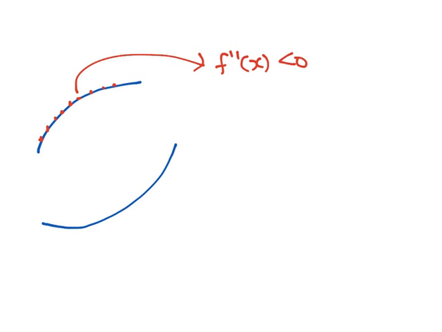So if we take concave down, at all these points f double dash of x will be negative. If we take concave up, then at all these points, whatever point you take, f double dash of x will be positive. So this is something you need to remember.